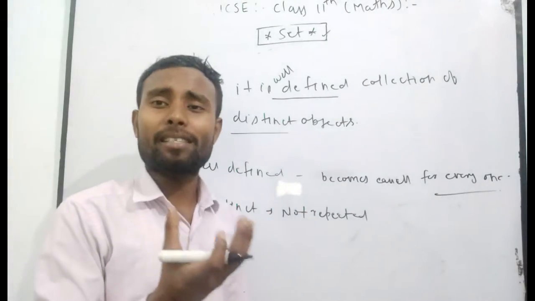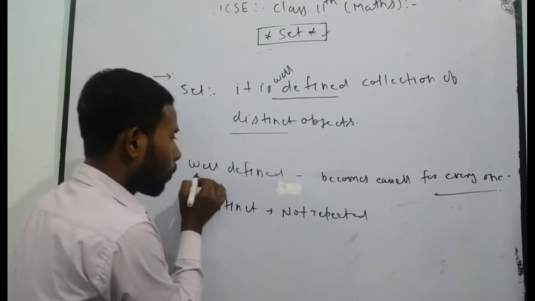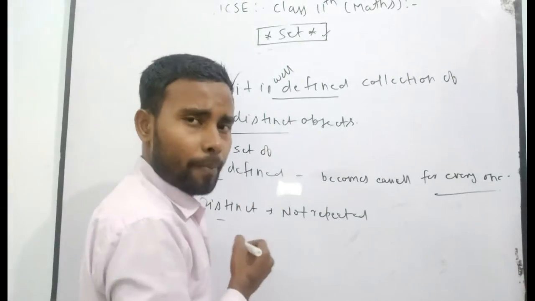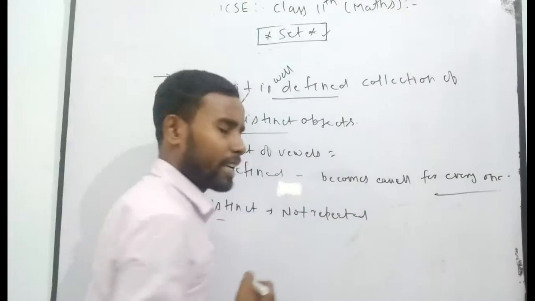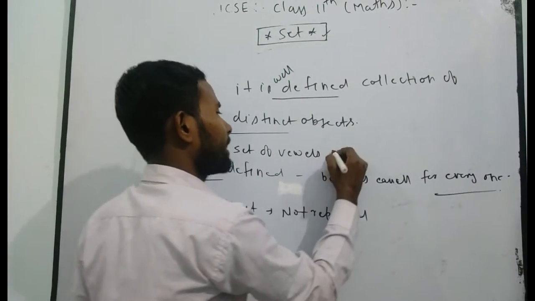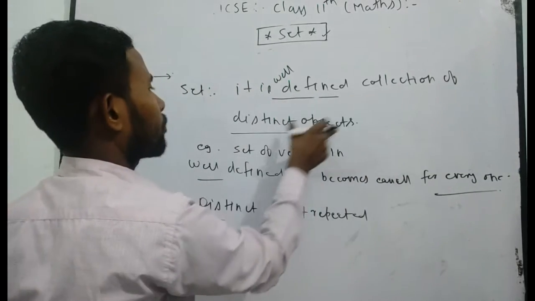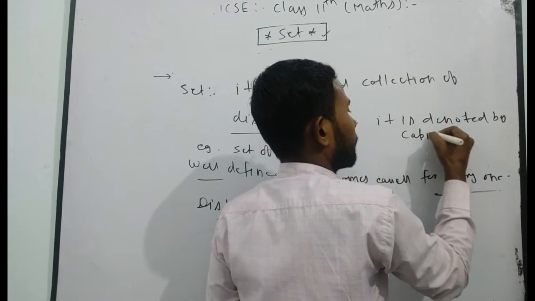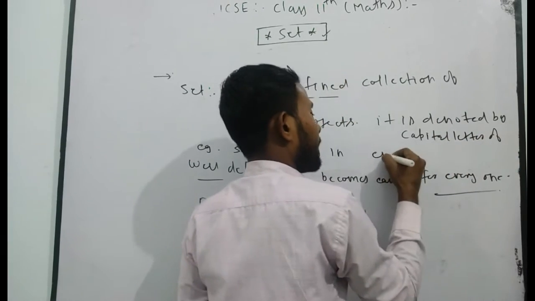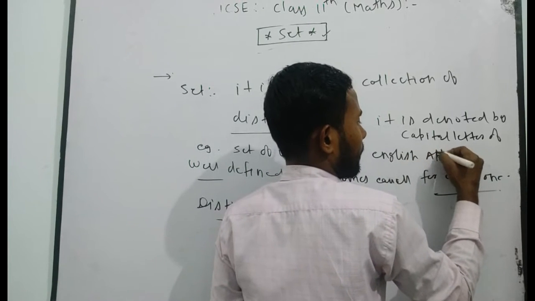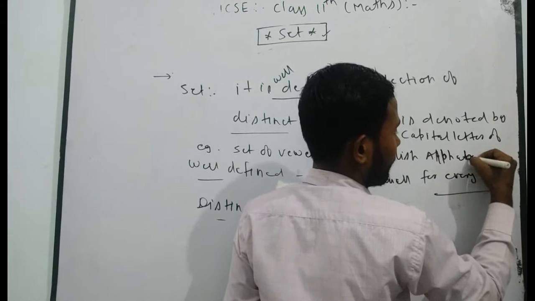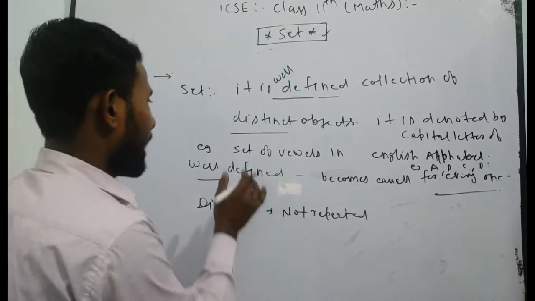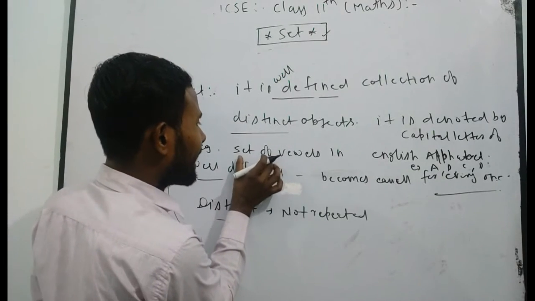Now, I want to take some examples by which we will understand the meaning of well defined and distinct. Suppose that I want to take the set of vowels. Set of vowels in the English alphabet. First, I want to write, it is a well-defined collection of distinct objects. It is denoted by a capital letter of the English alphabet. For example, A, B, C, D.